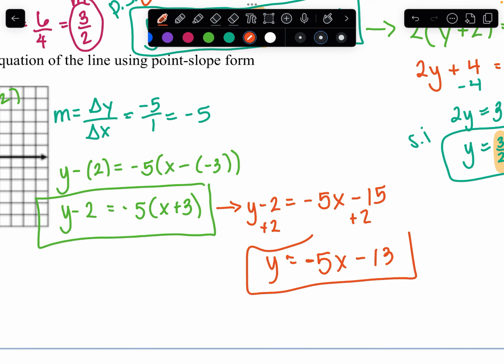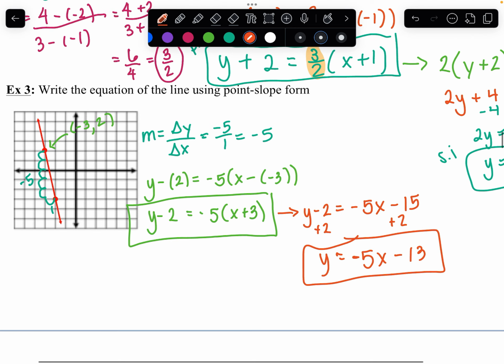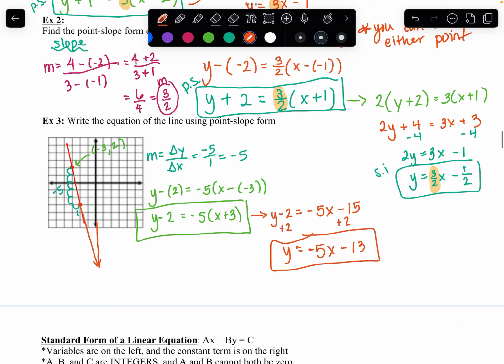There we go. There's our equation. It kind of makes sense because our line's going down, so it eventually is going to hit -13. Kind of a way to check it.